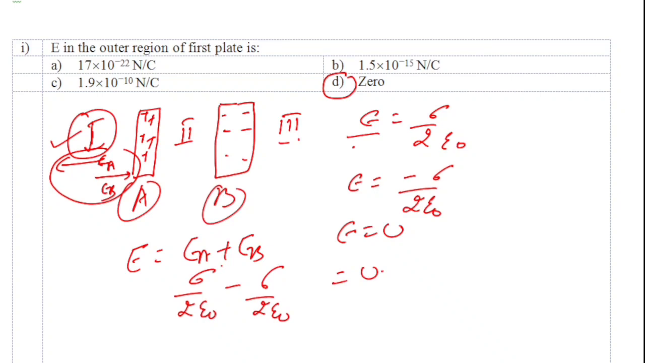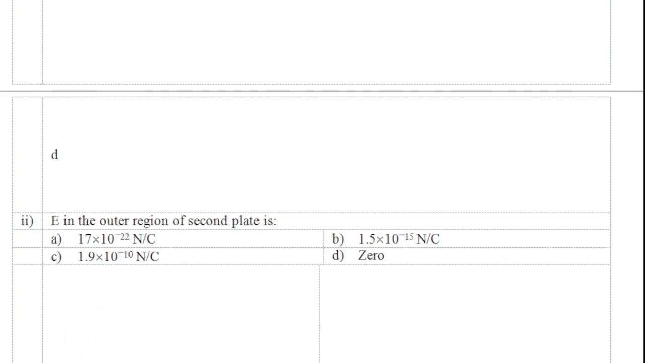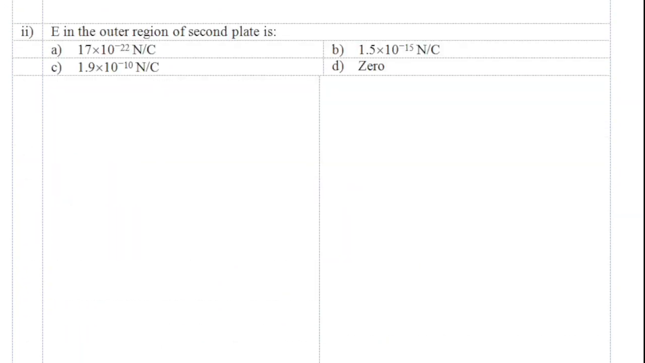Now next, question number 2. In this question it is given: the electric field in the outer region of the second plate. How do you solve this one? This is the first plate, positive charge. This one is the second plate, negative charge. You have to find the electric field in this region, the third region.